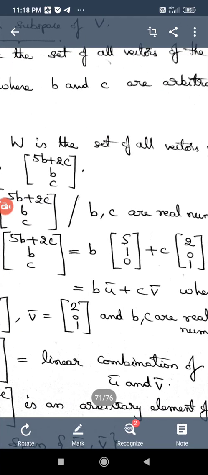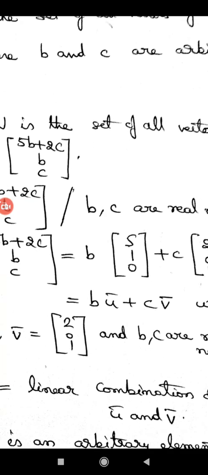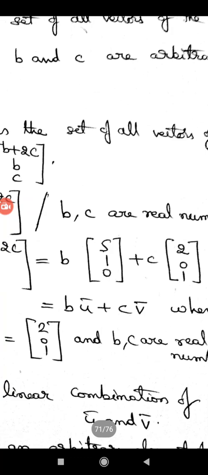See here, I have taken b common, where when we take b common in the first element, we can see the scalar multiple of b is 5. In the second element, the scalar multiple of b is 1. And in the third entry, there is no b at all. By that we have to understand that in the third entry, the scalar multiple is 0. So by taking b common, the column vector that we get besides b is (5, 1, 0).